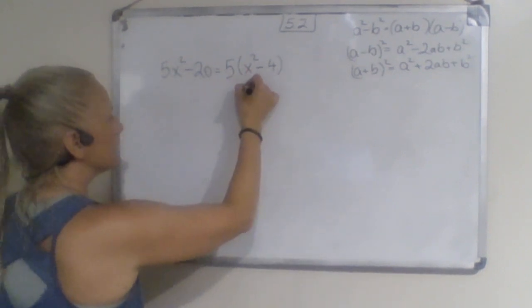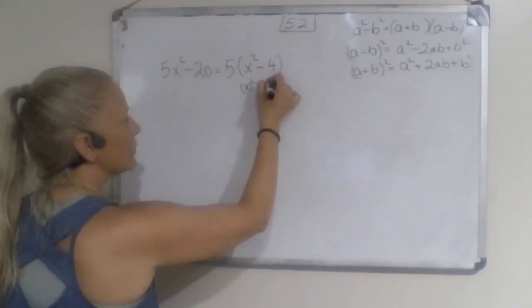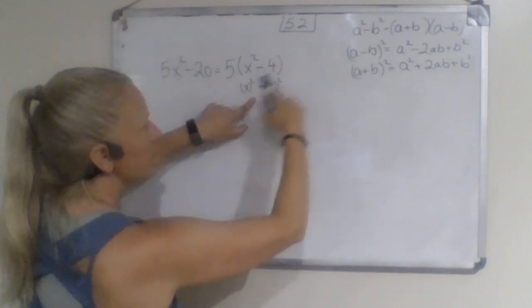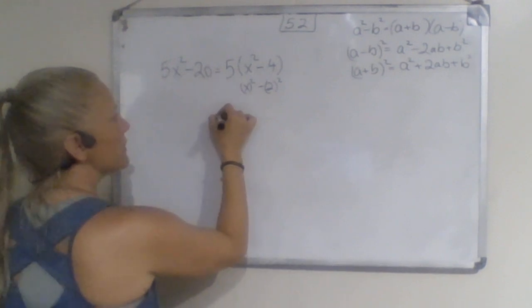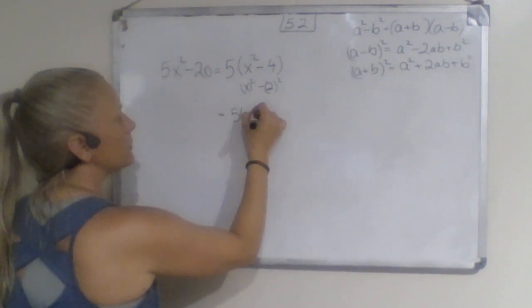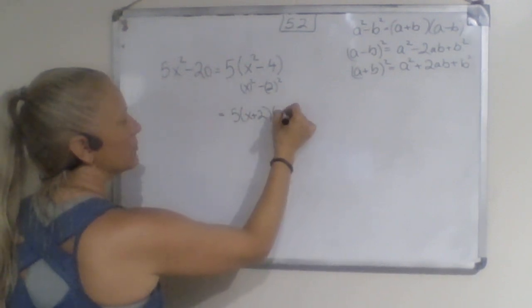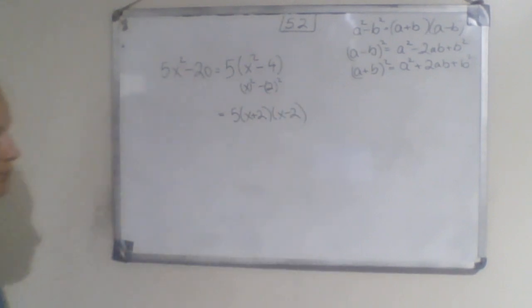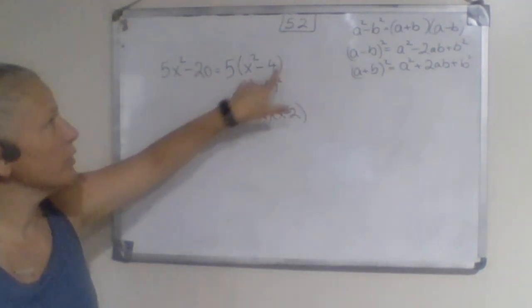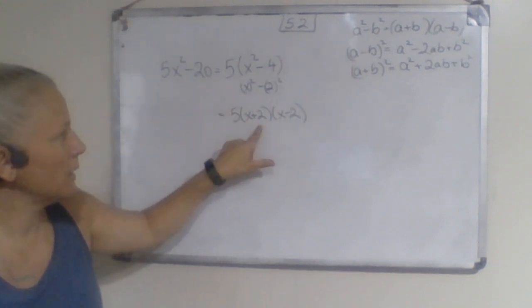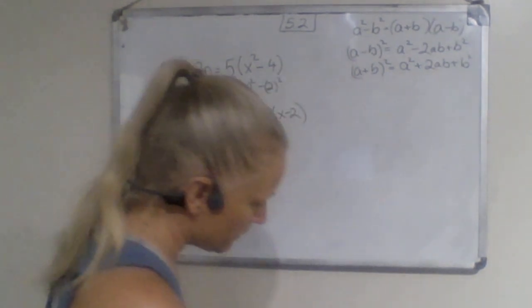This is x squared minus 2 squared. Have you noticed how it's missing the middle term? So this becomes 5 times (x plus 2)(x minus 2). So sometimes you're going to have to factor something out before you get to the right formula, which is (x plus 2)(x minus 2). Look at another example.